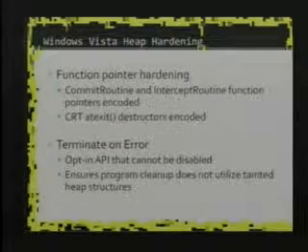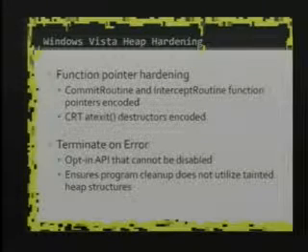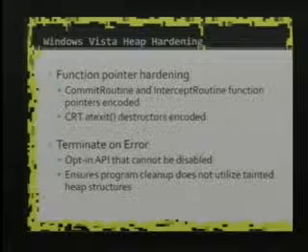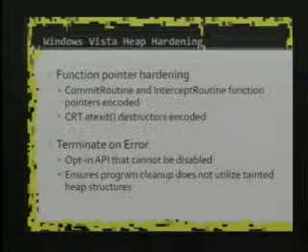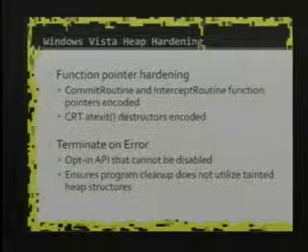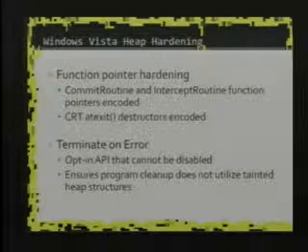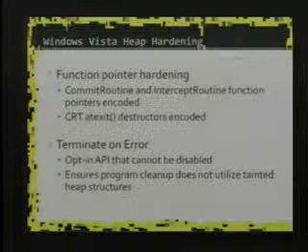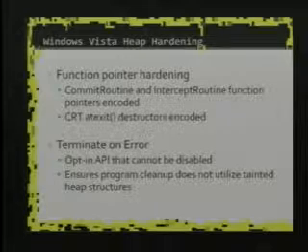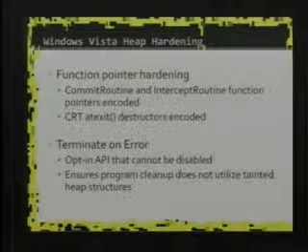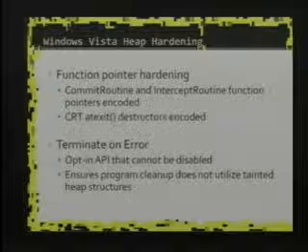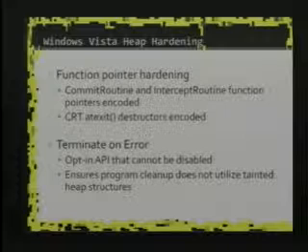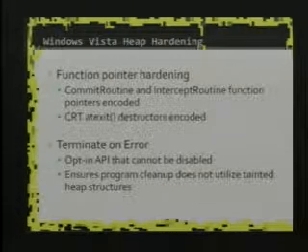Oh yeah, okay, so those function pointers I was talking about, there's two in particular, commit routine and intercept routine. Those used to be just straight function pointers sitting in the middle of memory. So if you were to overwrite those, whenever the next heap allocation occurred, you would be able to actually take control there as well. And then we did a statistical analysis and found that the most common function pointer that exists on the heap in any given process is the CRT atexit destructors. So we went ahead and changed the code to make sure all of those are also encoded. And then, yeah, terminate on error is an opt-in API, but it can't be disabled once it's been turned on.